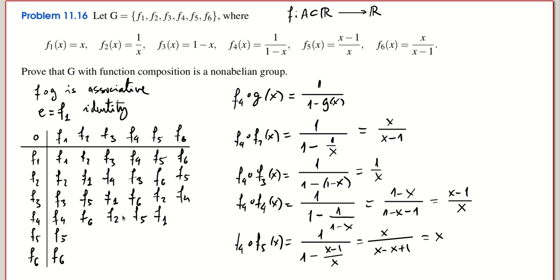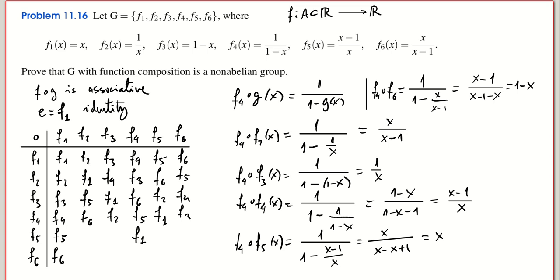So now we don't have to do this one, because we know that this one has to be f1 too. If the composition of these two functions is the identity, the reverse composition of the same functions gives you the identity too. So these two are the identity. And finally, we have to compose f4 with f6. That is 1 over 1 minus f6, and f6 is x over x minus 1. That is x minus 1 over x minus 1 minus x, which is 1 minus x, and that is f3. All right, no repetitions, that's okay.